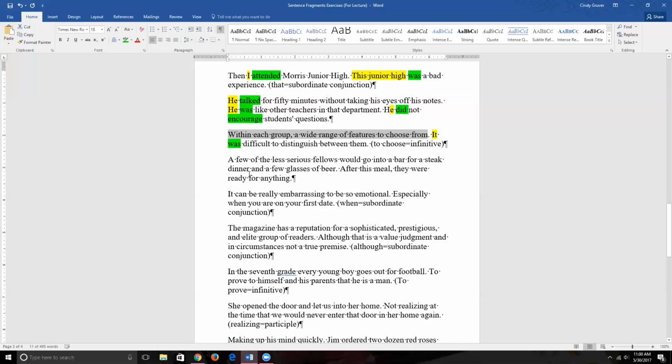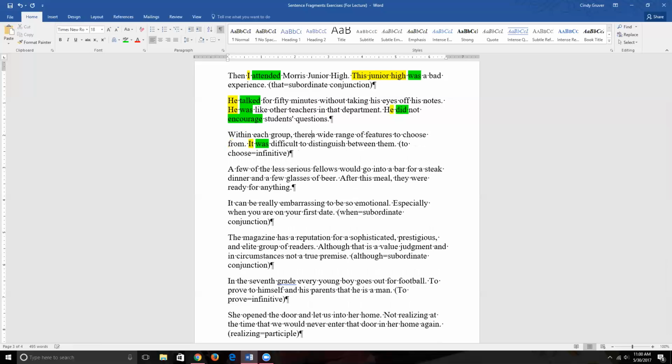This is a hard one to merge into the other one. I mean, I can do it, but I think I'm going to focus on the other choice, which is to make this a freestanding sentence. I'm going to add there is. Excuse me, there are. Sorry about that. There are a wide range of features to choose from.